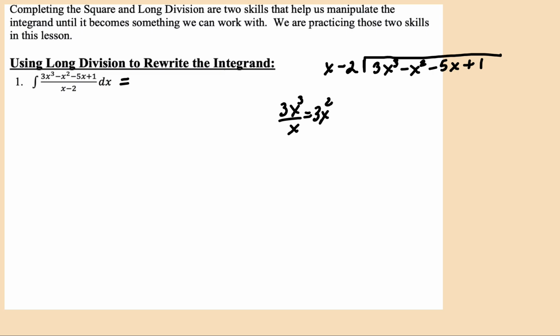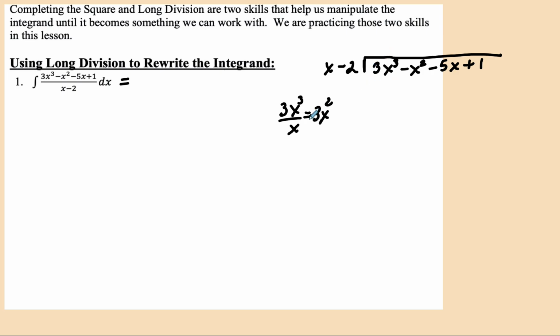Let's take a look at this rational expression that we have. We have a numerator and a denominator, and the numerator is improper. It has a greater degree than the denominator. So we can use long division to help us write it in a proper fraction form. So we're going to take x minus 2, write it in this long division form.